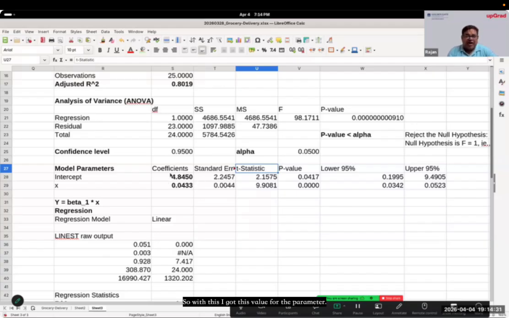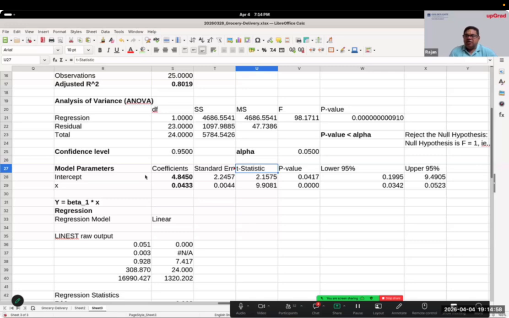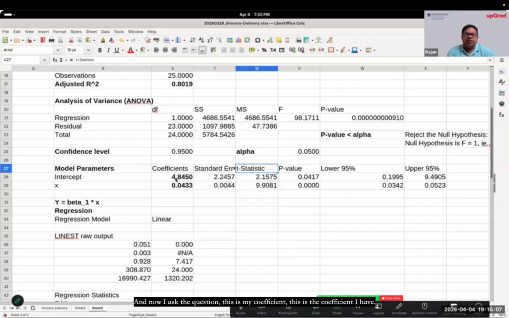So with this, I have the parameter. You can think of this as the population mean. Now with this, I make a null hypothesis that the actual population parameter value is 0. That's the hypothesis I make. And now I ask the question: is this advisable with stepwise regression? This is the coefficient value I have, in a case where I'm having data where most of the columns or most of the features are very much correlated.